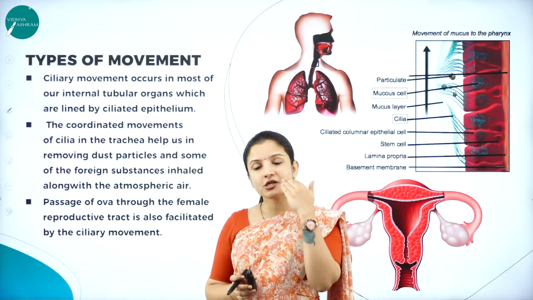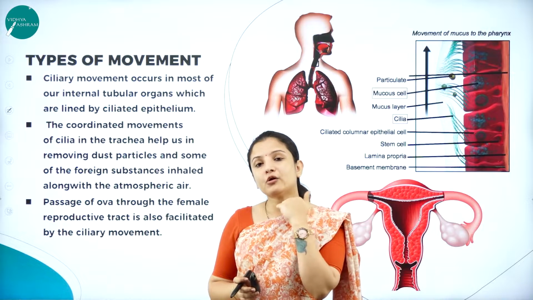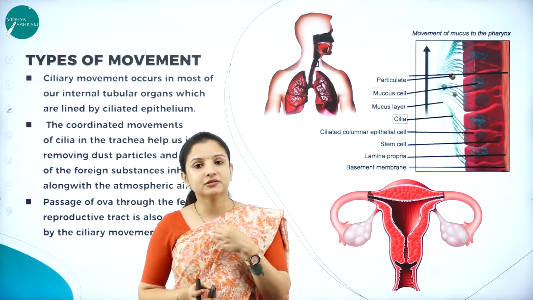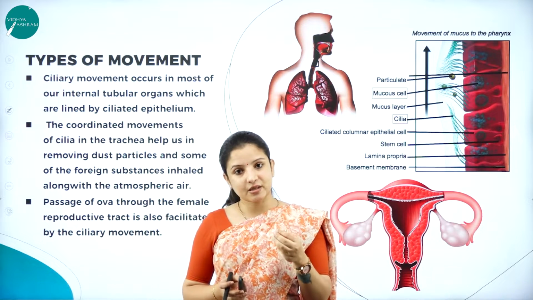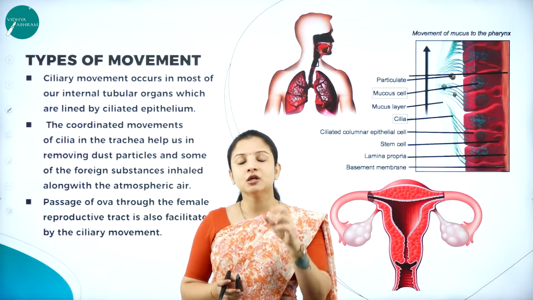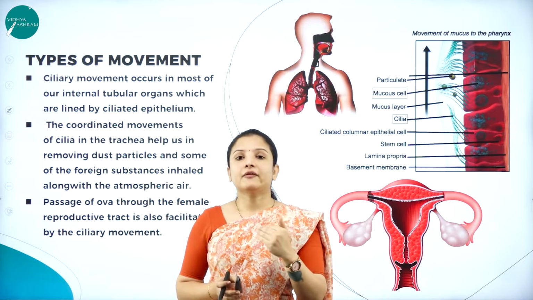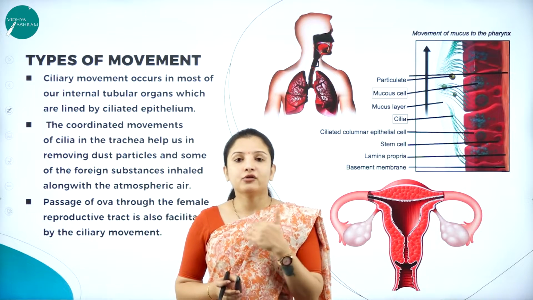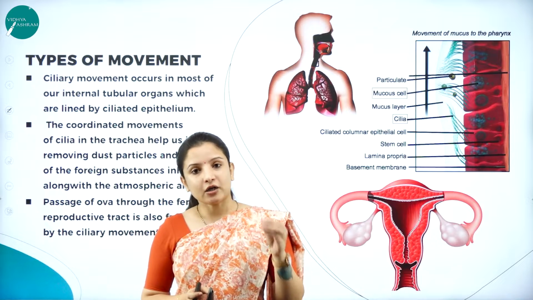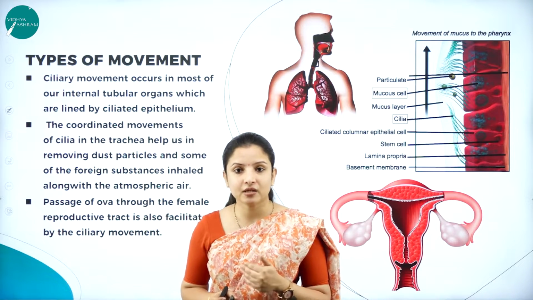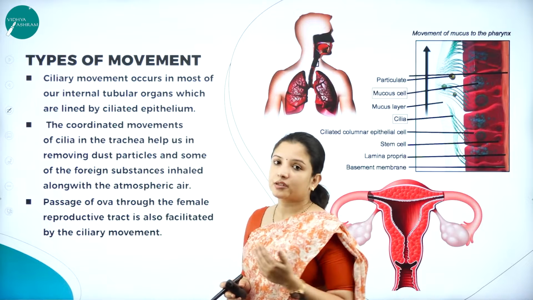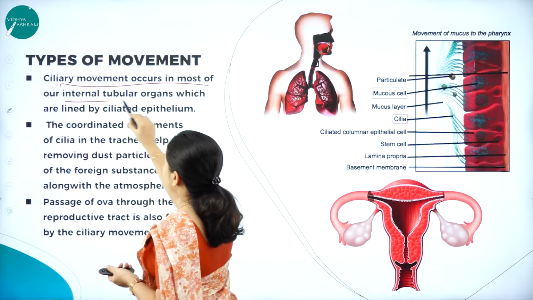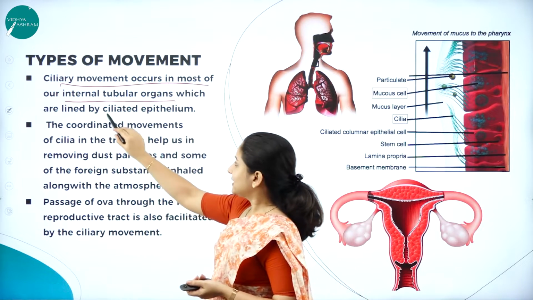The first part of filtration takes place in our nose. And what about the other particles which have not been filtered? In the trachea, there are small hair-like structures present, which trap these organisms or the dust particles that we have taken in through the air, and allow only the pure air to reach the lungs, therefore preventing unwanted material from reaching the lungs and harming the respiratory system. That is nothing but ciliary movement here. Ciliary movement occurs in most of our internal tubular organs, which are lined by ciliated epithelium.